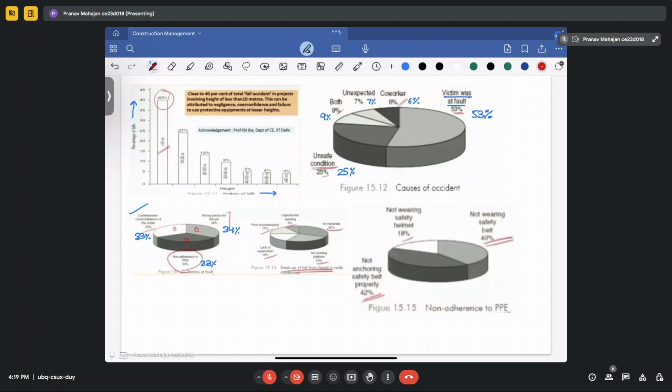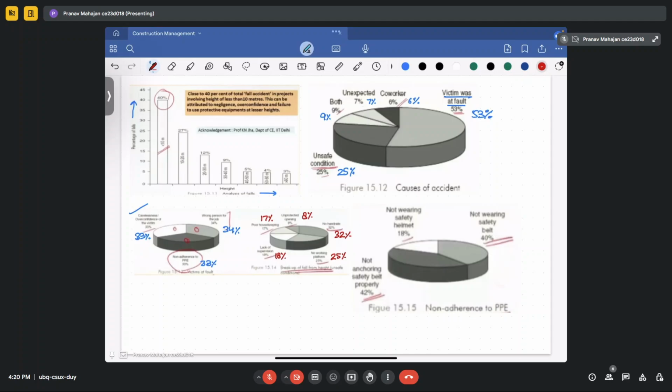Now we will further break up the fall from height. For fall from height, 32% is due to not having handrails on the site. 25% is due to not having a proper working platform. 18% is due to lack of supervision on the site. 17% is due to poor housekeeping, and 8% is due to unprotected openings. So these are the different types of accidents that may happen due to fall from heights.